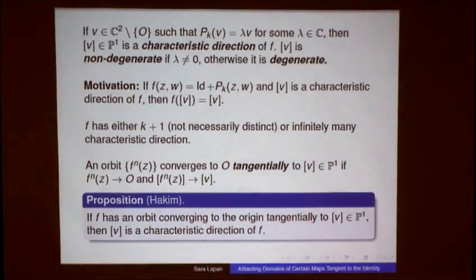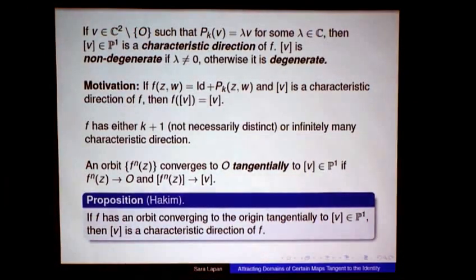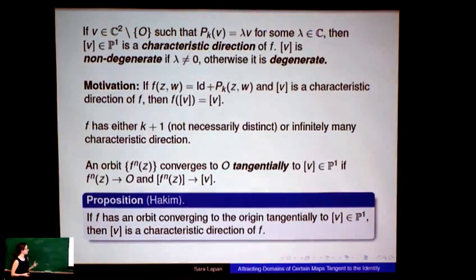Okay, and then we say that an orbit z_1, z_2, and so on converges to the origin tangentially to a direction if it converges to the origin and, when you look at the iterates, it's converging along that direction v. So, a proposition by Hakim: if f has an orbit converging to the origin tangentially to a direction, then that direction is a characteristic direction.